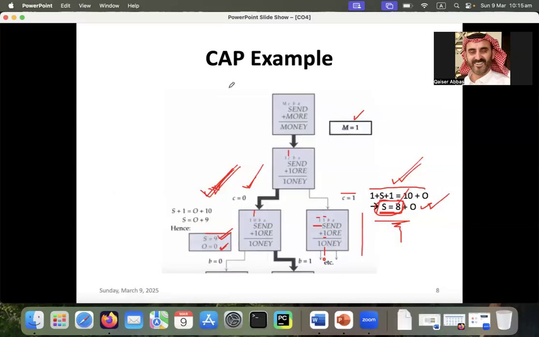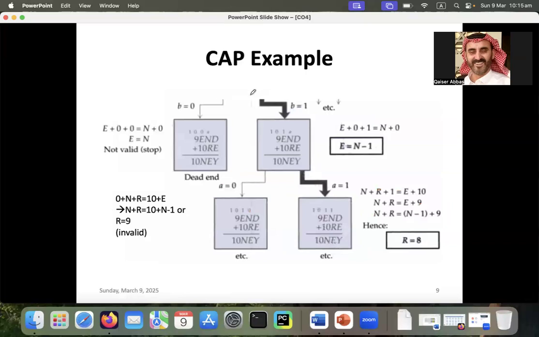So now what are we going to do? We are at this step. Here we have found the value for S, which is 9. In the next step, we will replace this S with 9 and this O with 0, which you are seeing here. So I have repeated the steps here.